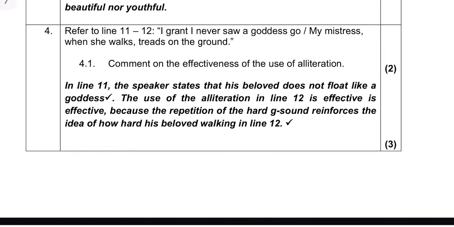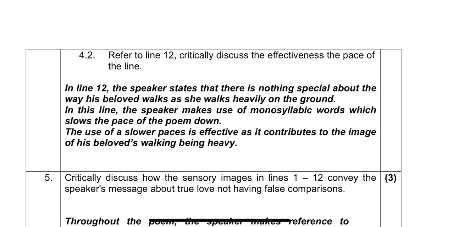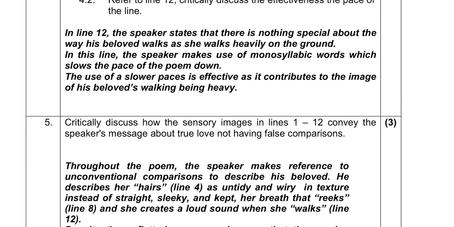I'll just go up again. Right there, he says, "when she walks, treads on the ground." One syllable for each of those words. So the poem is slowing down there. And it's also effective. This is 3 marks. The use of the slower pace is effective, as it contributes to the image of his beloved walking being heavy. Okay, so I hope you understand that.